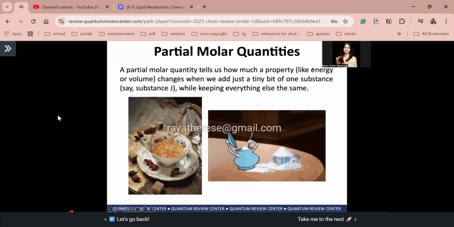So what is a partial molar quantity? A partial molar quantity tells us how much of a property, such as energy or volume, will change when we add just a tiny bit of a substance, for example substance J, while we keep other variables the same.